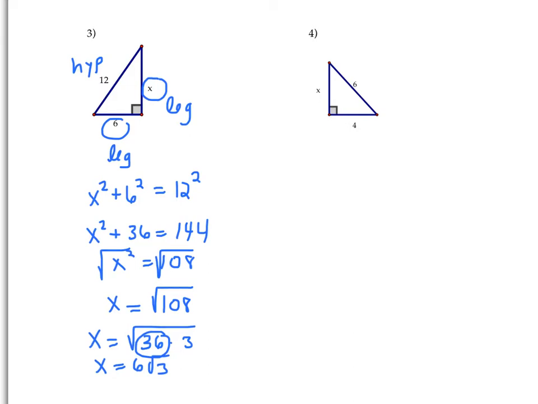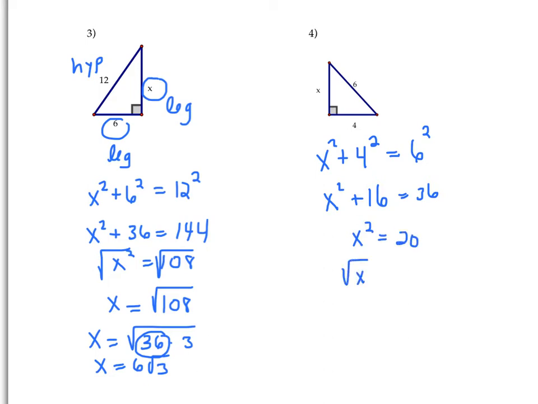Okay, and number 4, we'll set this one up as x squared plus 4 squared, and set it equal to that hypotenuse squared. So it's equal to 6 squared. So we have x squared plus 16 is equal to 36. Take and subtract 16 from both sides, and we have x squared is equal to 20.